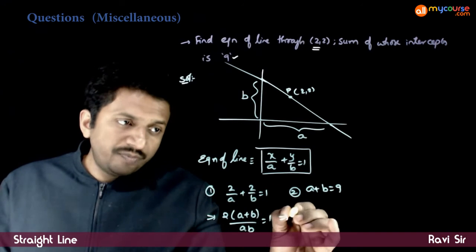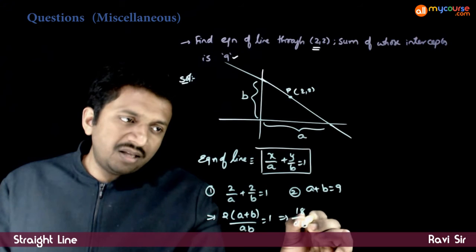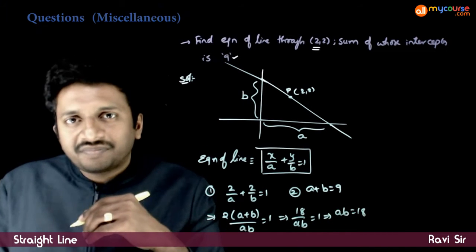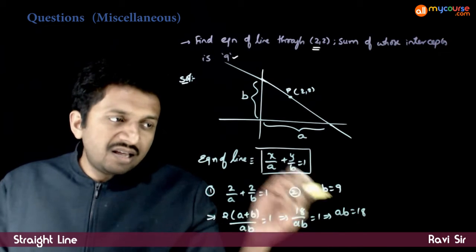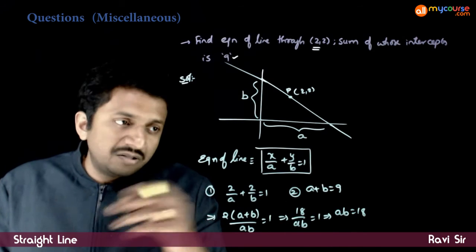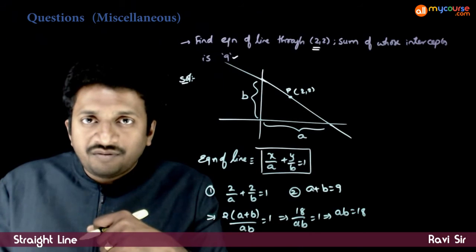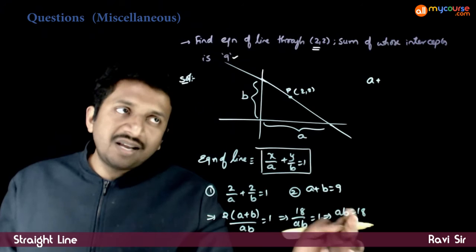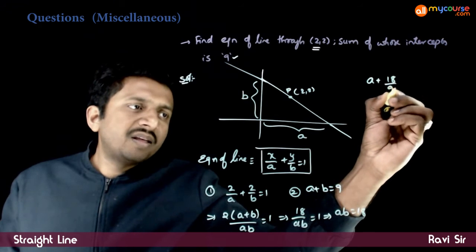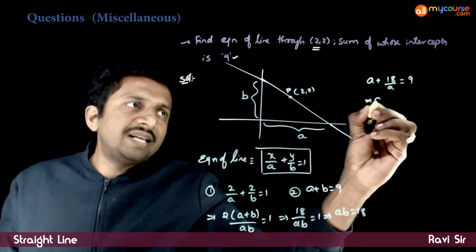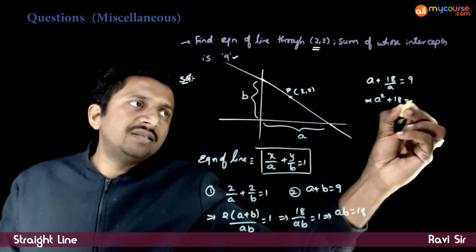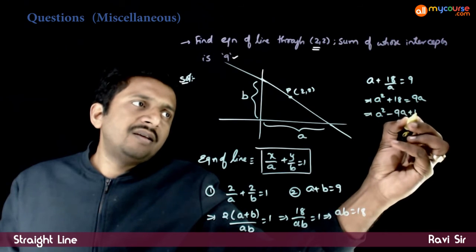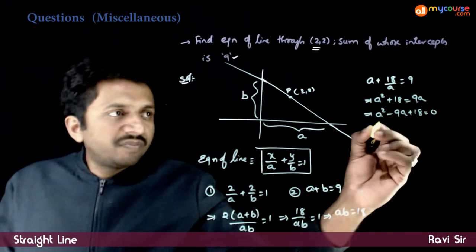So 9 into 2, 18 by AB is equal to 1. This implies AB is equal to 18. So A plus B is 9, AB is equal to 18. So you get a quadratic from these two pieces of information. So A plus 18 by A is equal to 9. This implies A square plus 18 is equal to 9A. A square minus 9A plus 18 is equal to 0.